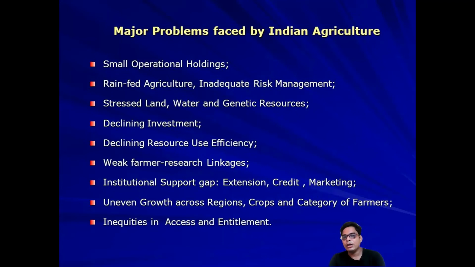Institutional support gap: credit, marketing, and extension are very, very limited. Actually, the production going on all over India is sufficient in the Indian context, but the extension should be much greater, and the transportation should be developed so that farmers can send their produce from rural to urban areas at a higher price.